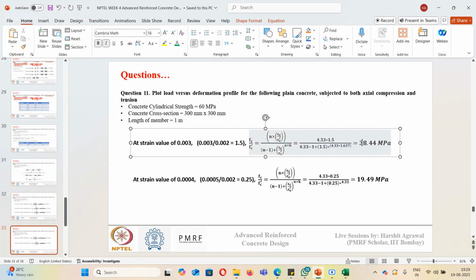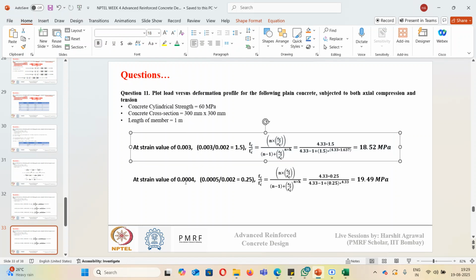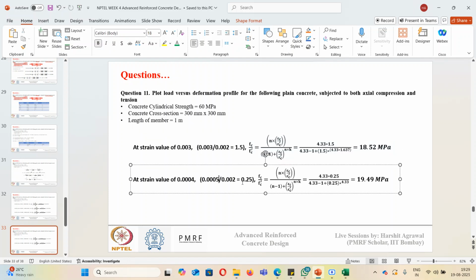Okay, so when you do this calculation, the stress will reduce from the peak and come down to 18.52. You can see that at just a 0.001 increment from the peak, there is a drastic drop in the stress of high strength concrete. We have seen this in a couple of lectures ago also, that there is a more drastic drop in the strength of concrete as the grade of concrete increases.